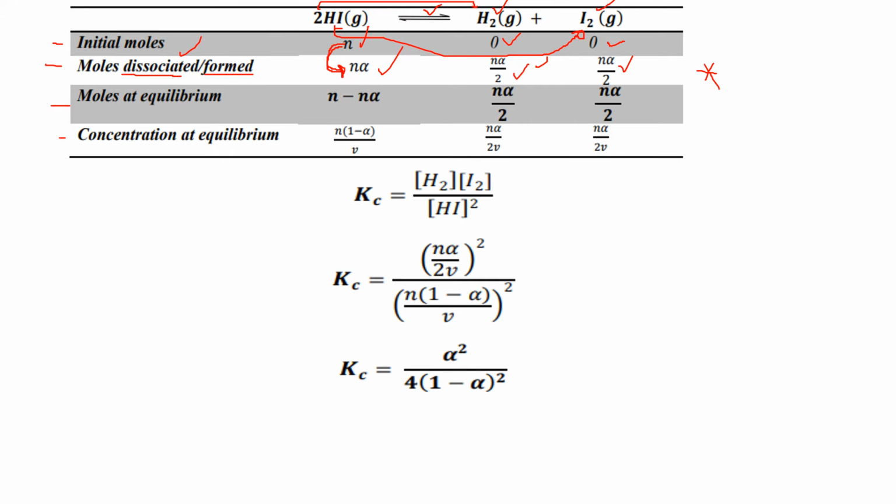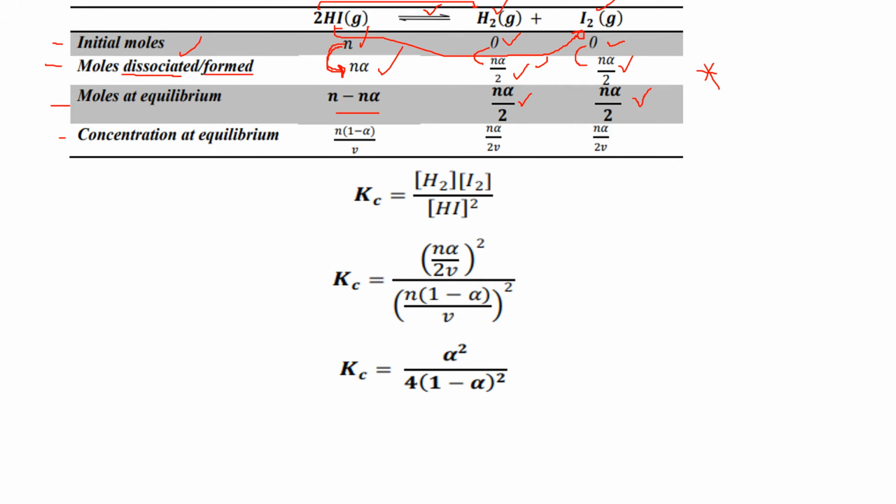So to get the number of moles at equilibrium, for the reactant side we subtract, for the product side we add. So this one is going to be N minus N alpha, and you end up with that. And for the product side, you're going to have 0 plus this one. You end up with N alpha divided by 2. For iodine, you're going to have 0 plus N alpha divided by 2, and you're going to end up with N alpha divided by 2.